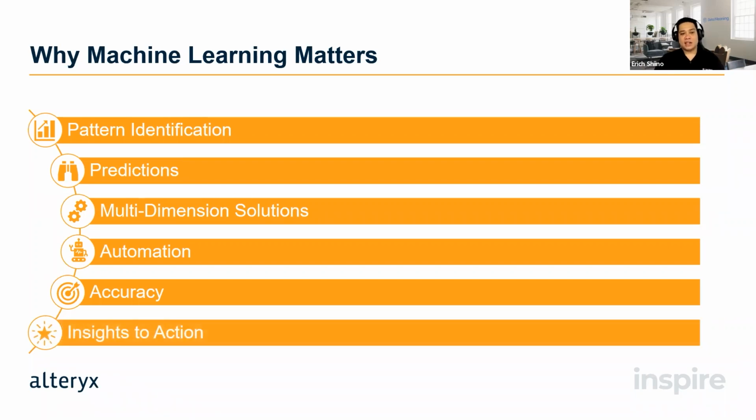And we can also go from insights to action. So again, as you get all this data, you're getting automation, you're better at making decisions, then you can get the data, get the insights, make the decisions, and get the action.